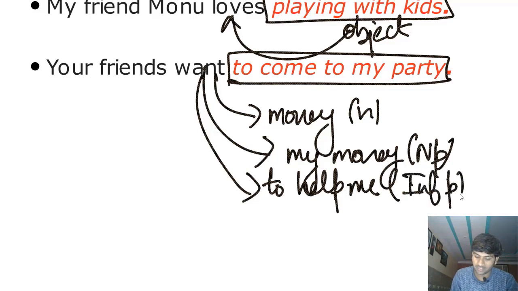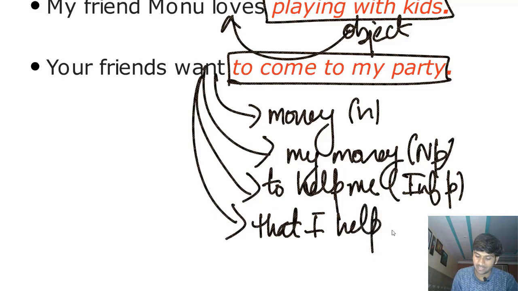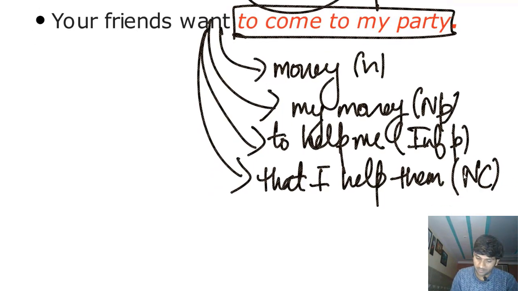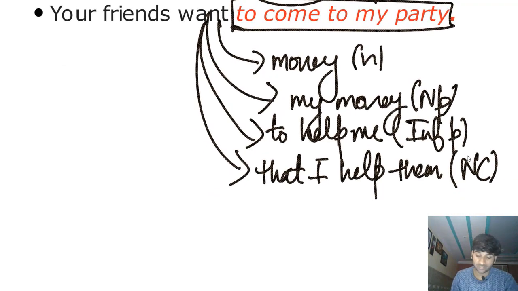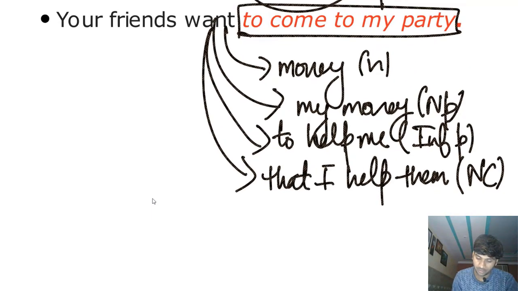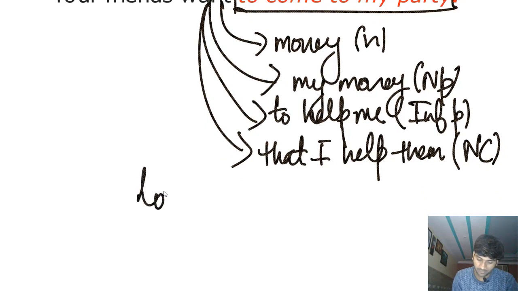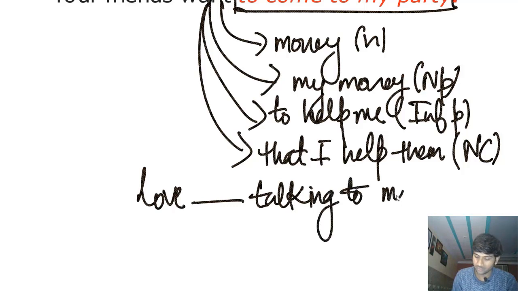It can be a noun clause as well. Your friends want that I help them. That I help them. Noun clause, right? It can be a gerund phrase as well, but for that we need to use a different verb. For example, your friends love. Your friends love what? Love talking to me, right?